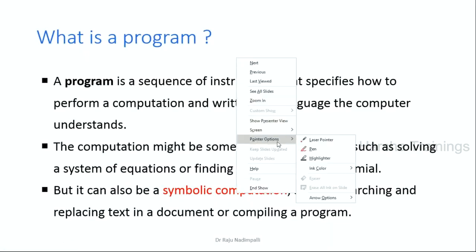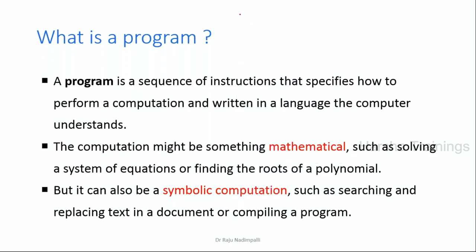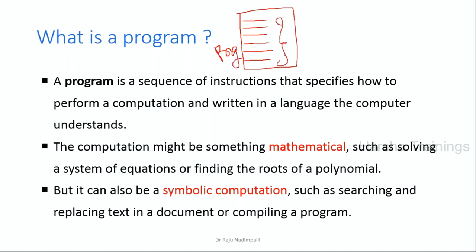As we already know, a program is nothing but, for example, let us consider this as a program. It consists of some set of instructions. Every line which I'm drawing is an instruction. Shall I call this a program? A program consisting of all these is called a set of instructions.